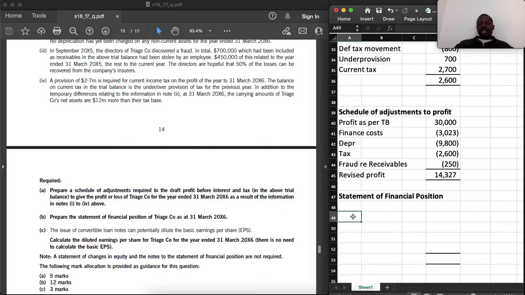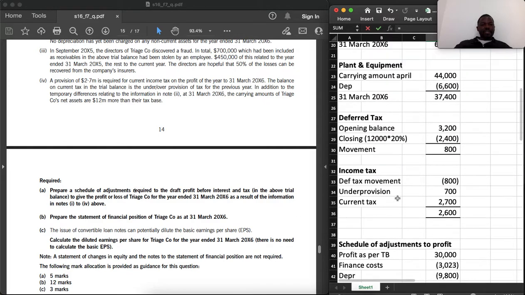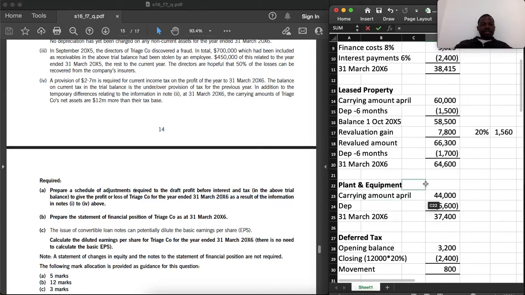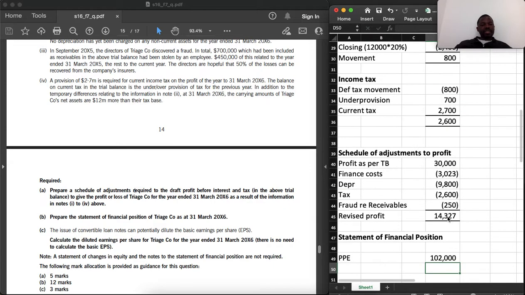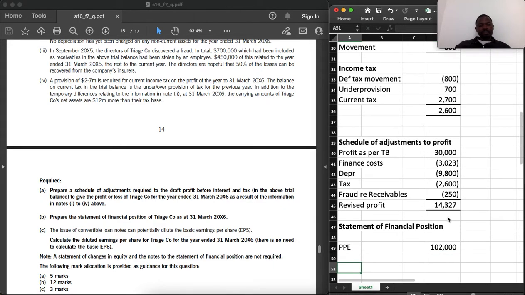Then now let's go to our statement of financial position. Let's see, we have calculated every figure for PPE. We have got leased property. We add again with plant and equipment. We get our PPE. We have our receivables.